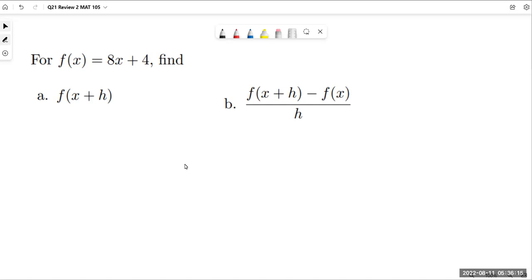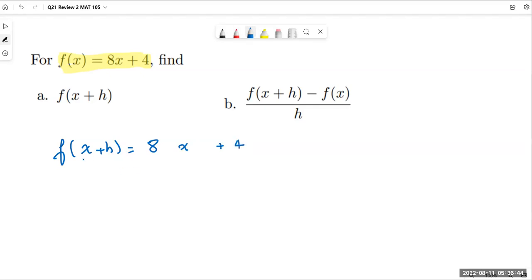Hey guys, so on the first question here, we are looking for f of x plus h, right? So what we're going to do, we're going to write f of x plus h here, and then we're going to go back to the f of x, which is this one, right? And what I'm going to do, I'm going to write it down. So it's supposed to be 8x plus 4.